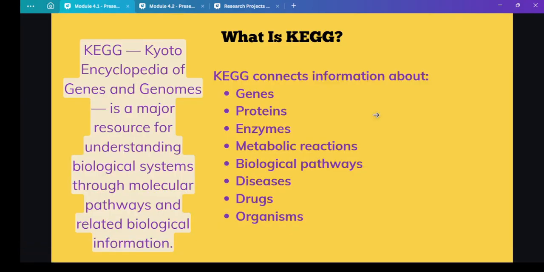So now, what is KEGG? KEGG is the short form of Kyoto Encyclopedia of Genes and Genomes. It's a major resource for understanding biological systems through molecular pathways and related biological information. We'll visit this KEGG database in this week's demonstration session. KEGG connects information about genes, proteins, enzymes, metabolic reactions, biological pathways, diseases, and organisms, and this information is available in their database.